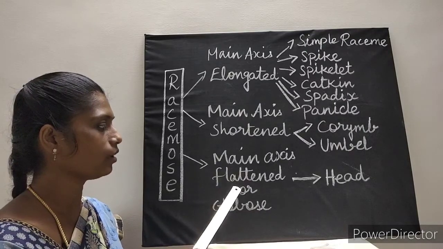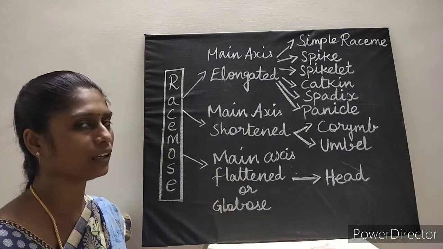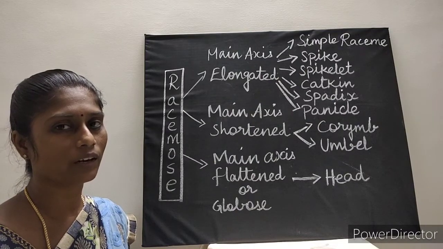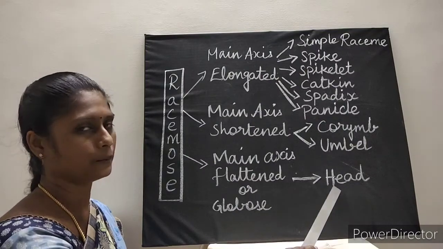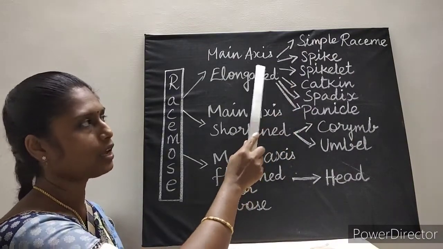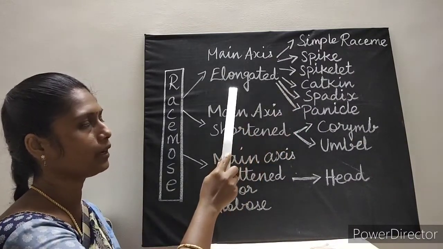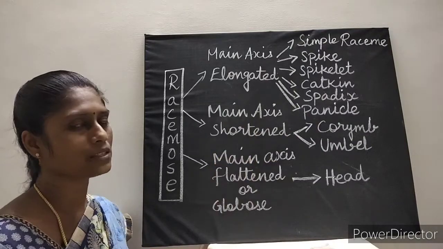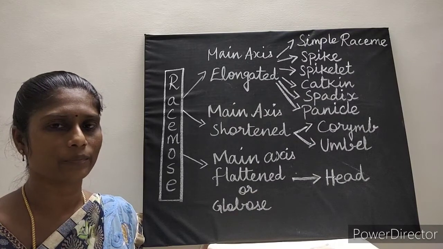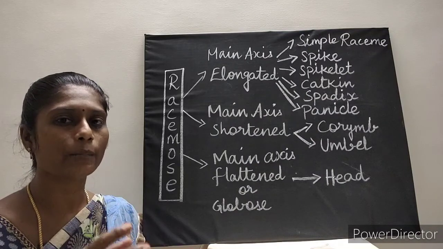Main axis flattened or globose. Here it may be convex or concave. Under this there is only one type, called head. What is simple raceme? Now let us see simple raceme under the topic main axis elongated. Simple raceme means the central axis is unbranched.